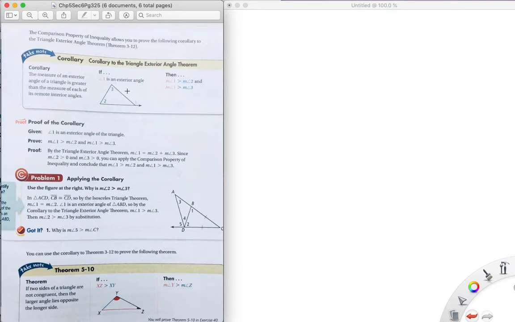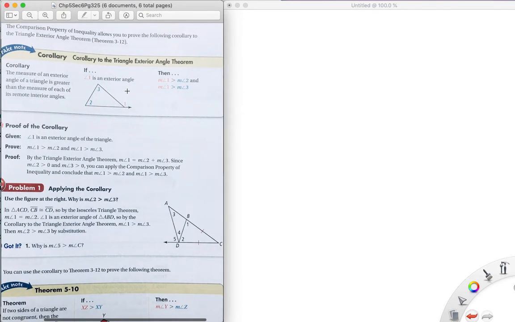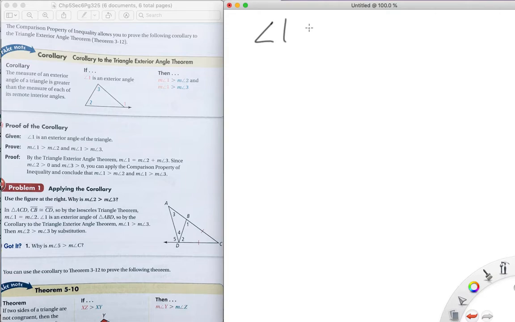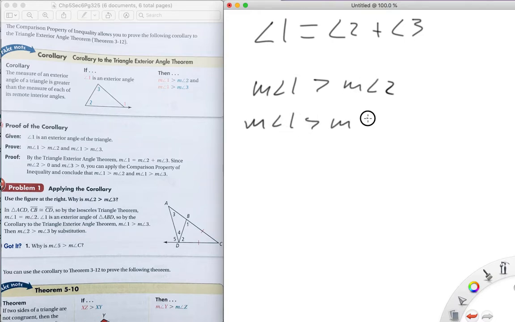And that's exactly where we go to right here. Corollary to the triangle exterior angle theorem. If angle 1 is equal to angle 2 plus angle 3, then angle 1 is going to be greater than angle 2. Well, we'll go to measure. The measure of angle 1 is going to be greater than the measure of angle 2, and the measure of angle 1 is going to be greater than the measure of angle 3.